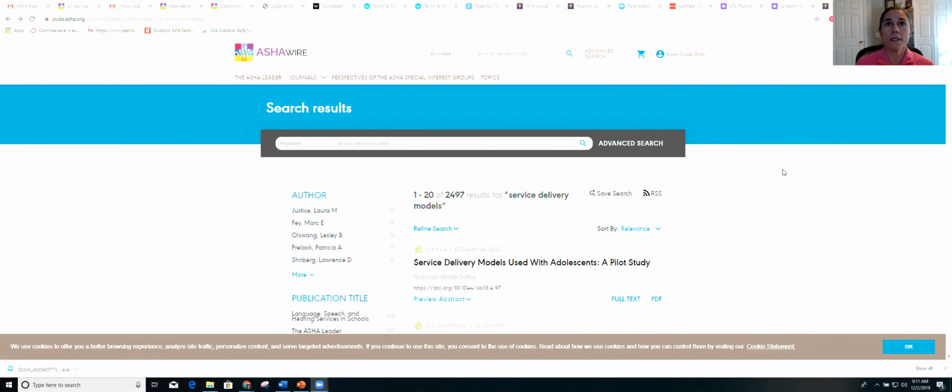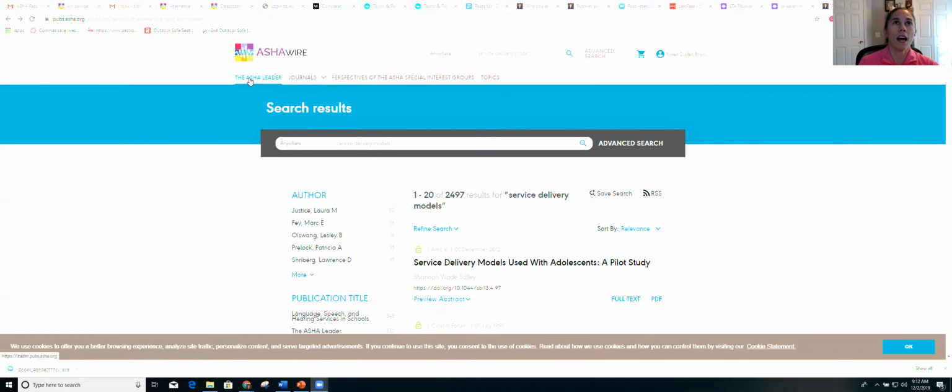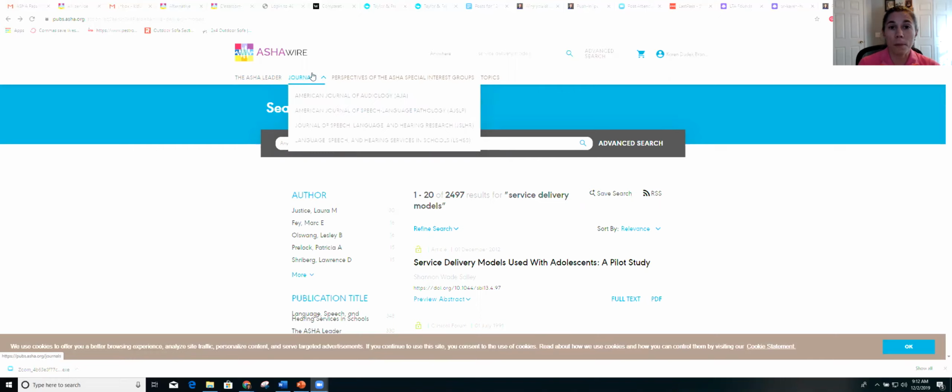Okay, so these are some of the journals that are available through ASHA. Obviously you've got the actual research journals: American Journal of Audiology, AJSLP, American Journal of Speech-Language Pathology, Journal of Speech, Language, and Hearing Research, and then Language, Speech, and Hearing Services in Schools. And then we've also got the ASHA Leader, which focuses a little bit on research, but it's not actual studies. A lot of times it's more editorials, news, things like that. So good resource to have, but for empirical research, you're going to want to look in these journals.